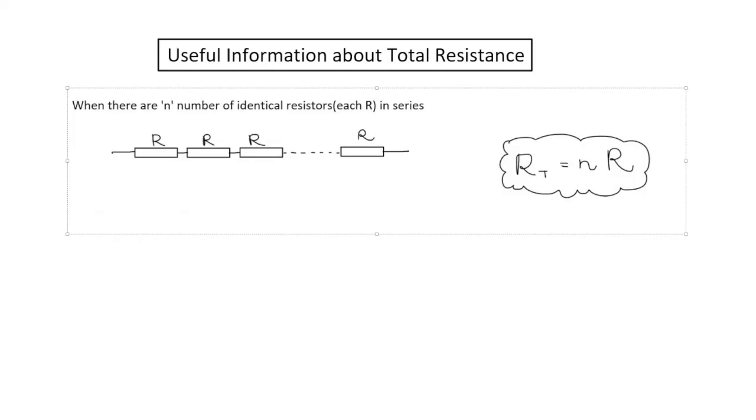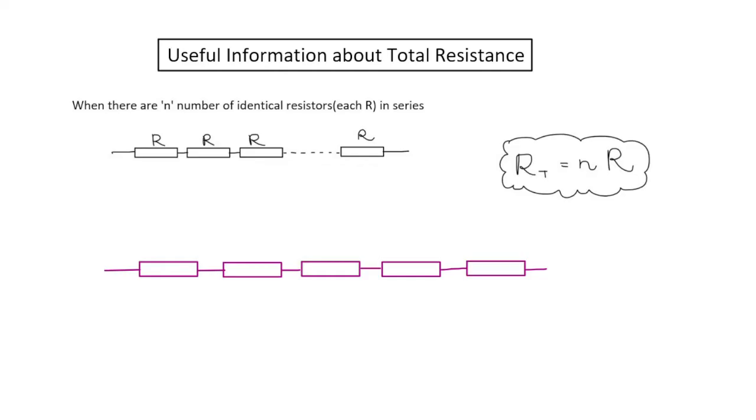The first thing you need to know is that when n identical resistors, each of resistance R, are connected in series, the total resistance is simply n times R. This is a pretty simple one because all you do is add the resistors. For example, when you have 5 identical resistors connected to each other, say each one is 10 ohms, the total resistance is simply 10 times 5, which is 50 ohms.